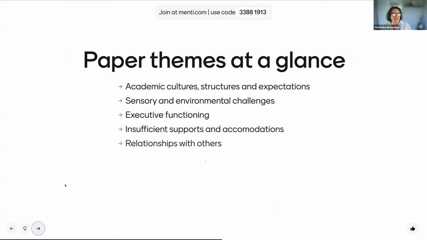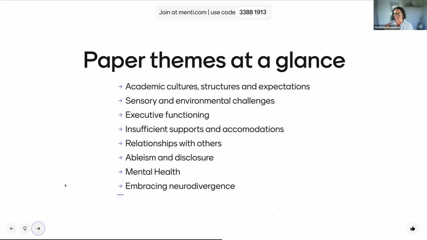So at a glance, what we could see was there were some really key themes that came through these papers. You can see the themes at a glance on the screen here. There are lots of challenges around the structures that make up academic institutions, and the challenges that this causes for a whole range of different reasons, right from ableism and disclosure up to the importance of embracing neurodivergence. So if we have a look at these in a little bit more detail. Next slide. Yes, thanks, Inga.